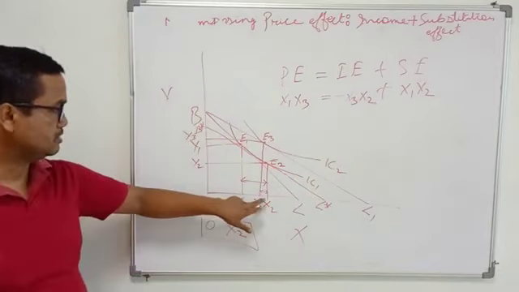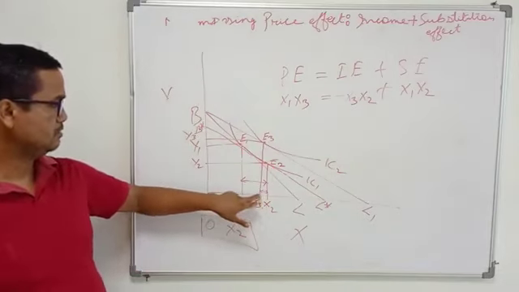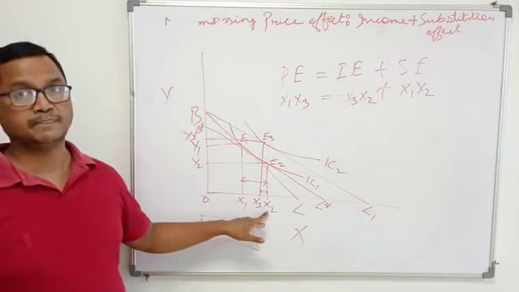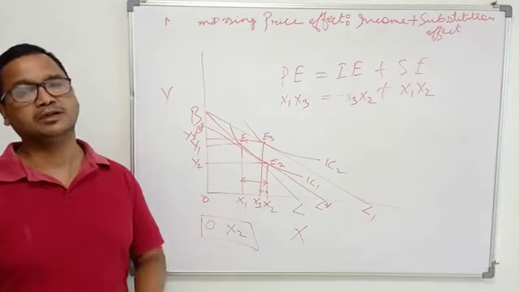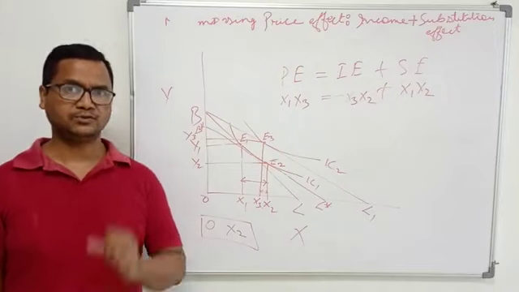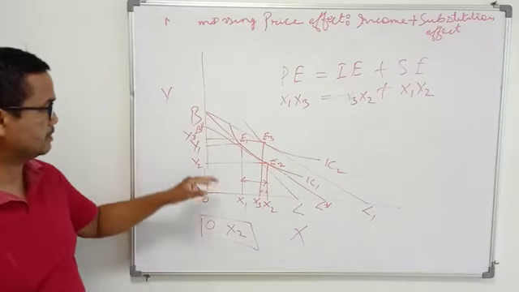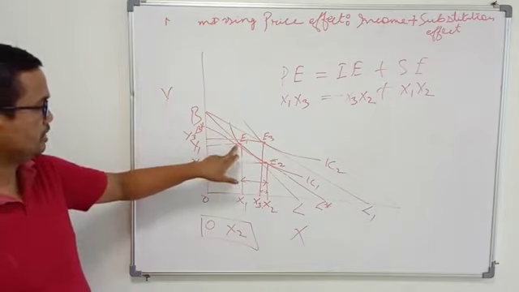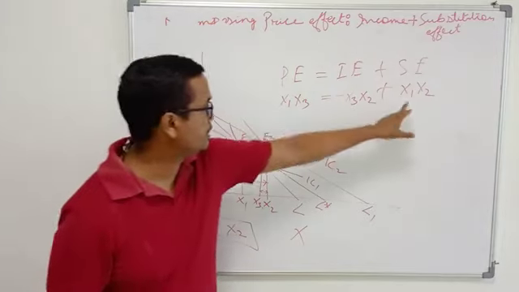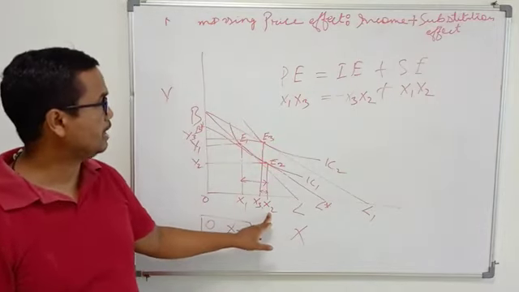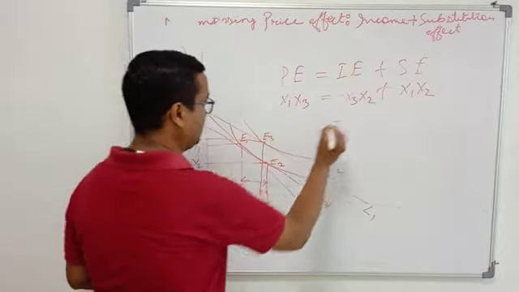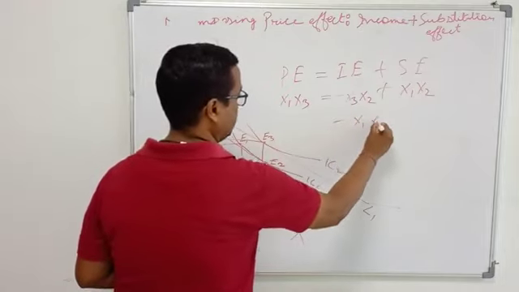So consumption of X good has been reduced to OX3. That is, X3, X2 amount has been reduced due to the increase in income. Why? Because we are considering X good an inferior good. So the ultimate impact of price effect is what? The movement will be from E1 to E3, which is the summation of the substitution effect, that is X1, X2, and minus X3, X2. So ultimately what we will get? This is nothing but X1, X3.